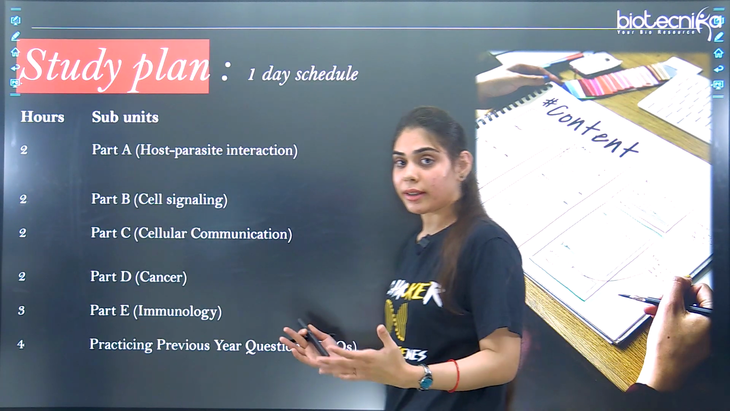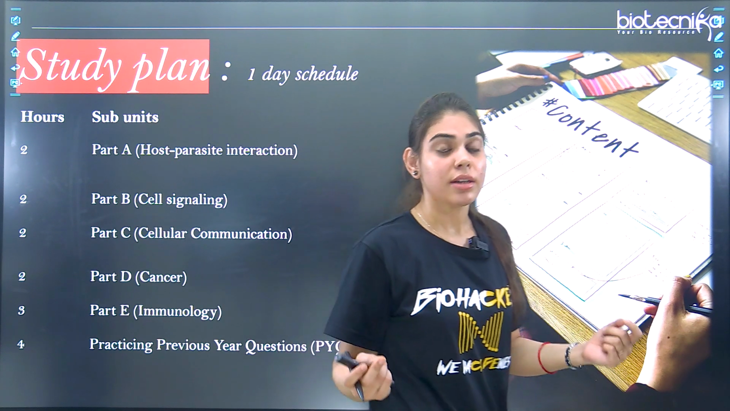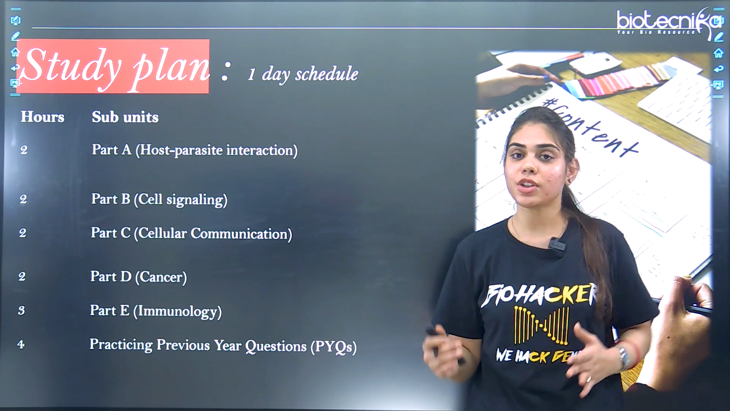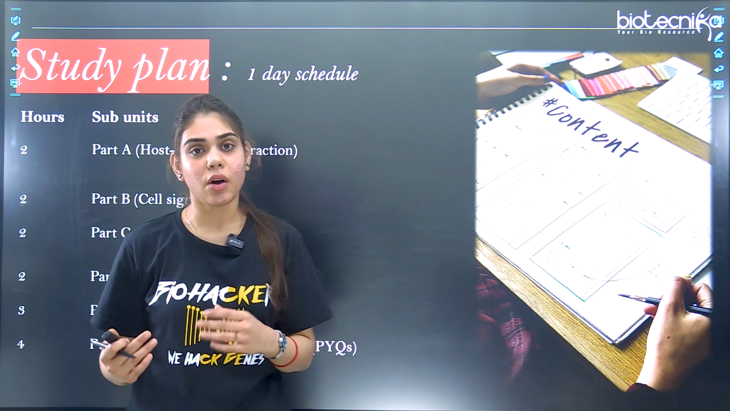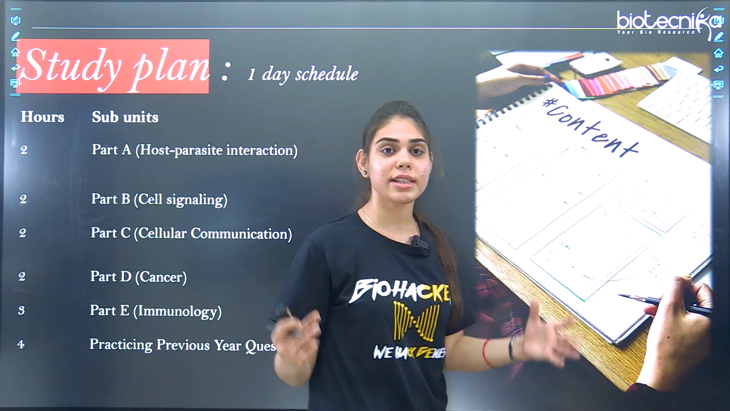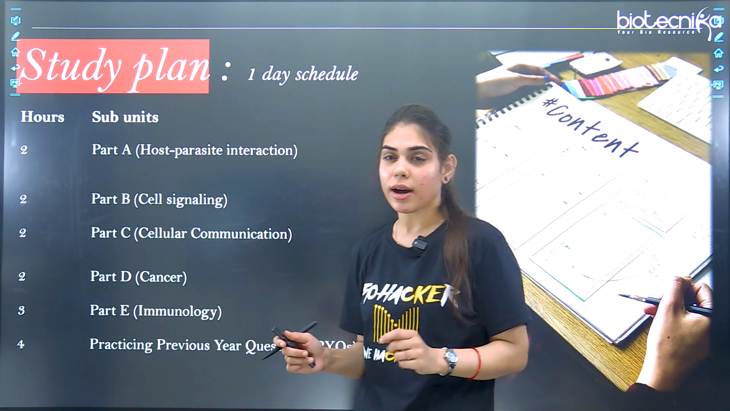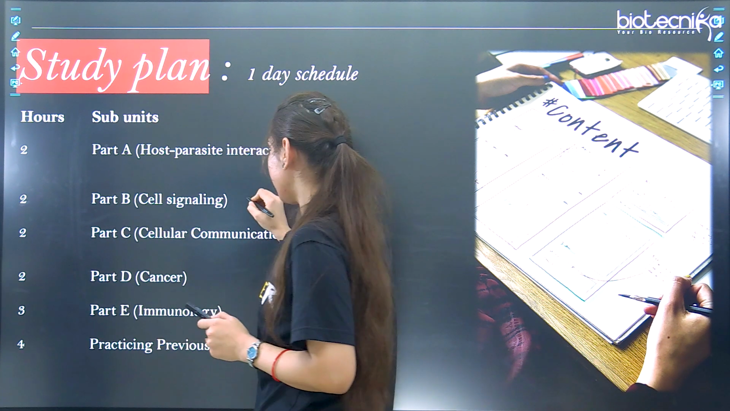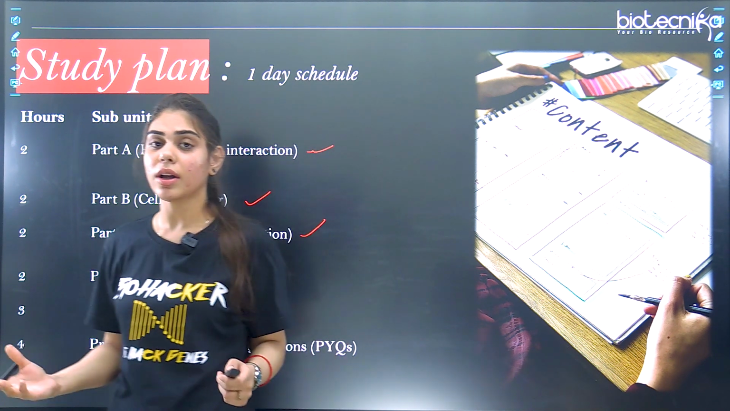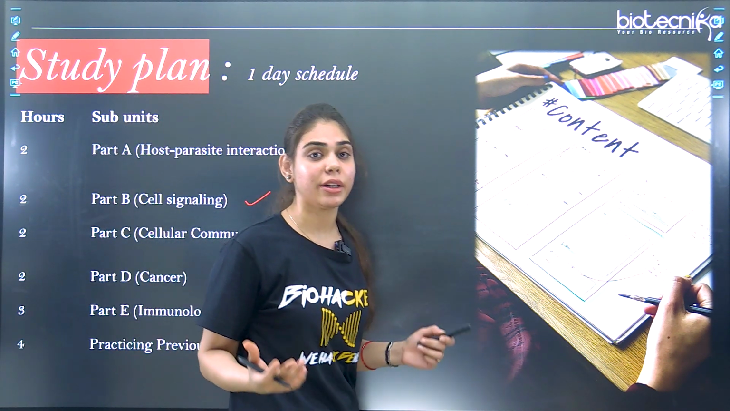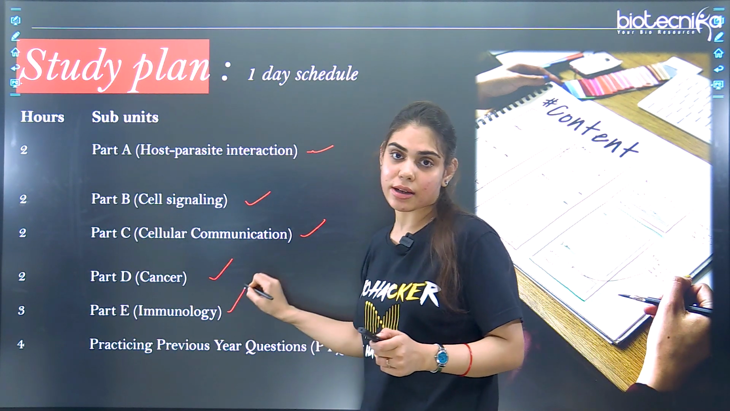Now, the most important thing, what would be the study plan? What is the need of this study plan to revise this Unit 4? Here I've made a one-day schedule for you. If you want to extrapolate it, you can do so according to your speed of revision. You can dedicate 2 hours each for part A, part B, part C, as well as part D. For part E, which is immunology, it has more topics compared to the other subparts, A, B, C, and D, so here you can give 3 hours for revision.